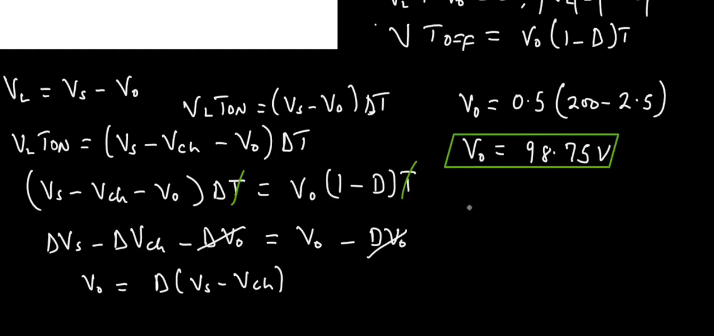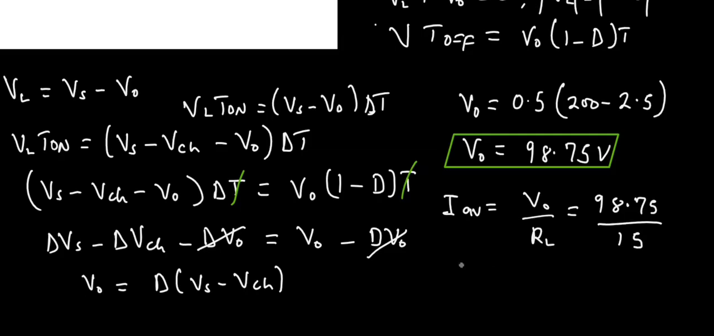So to find the average current, I average is equal to V naught over R load. So we have 98.75 divided by 15. I average will be equal to 6.583 amps.